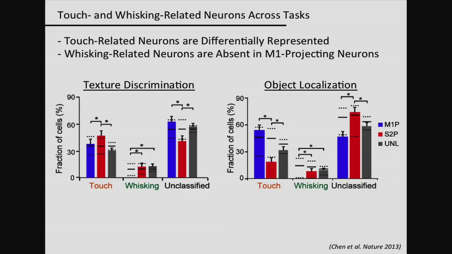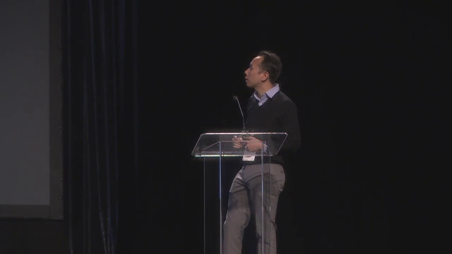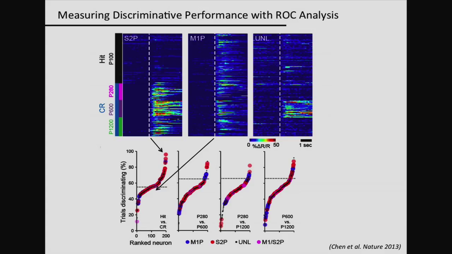If we look at whisking, though, we see something different. While we identify S2 projecting neurons that are responsive to free whisking, we don't see any M1 projecting neurons that are responsive to free whisking. This is consistent across both tasks, suggesting that this might be something more intrinsic to the circuit within S1.